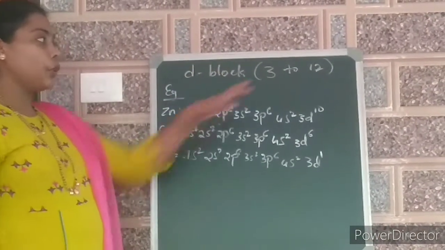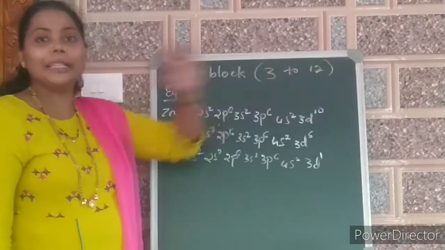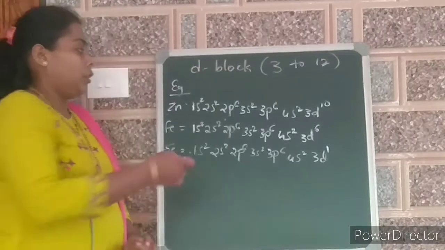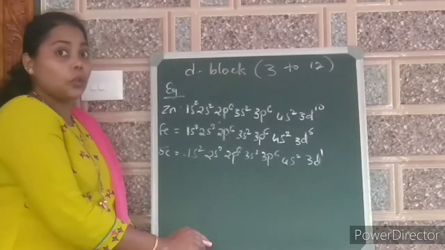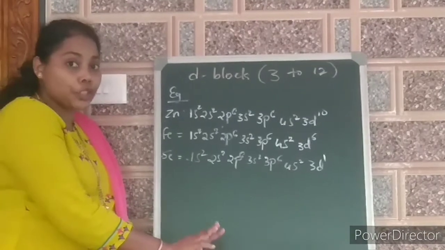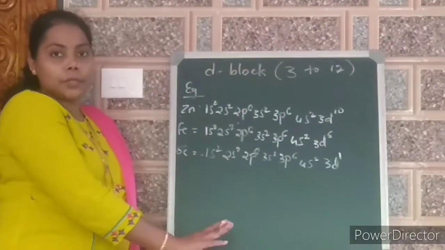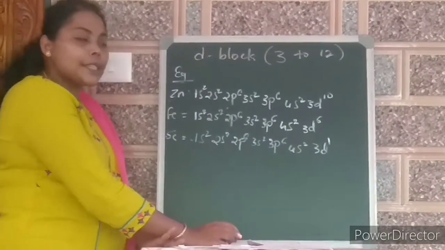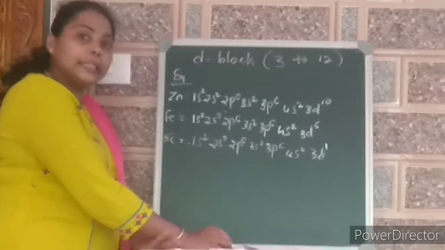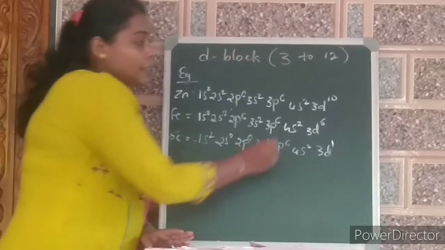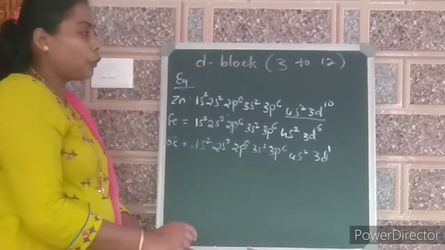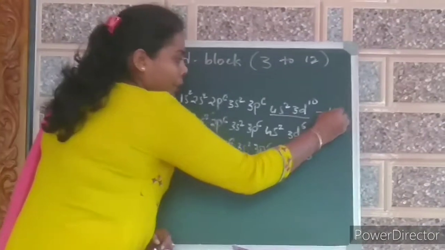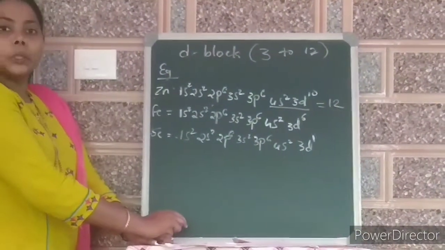Next one is D block elements. We know that groups 3 to 12 are called D block elements. With an example I'll tell you. If you see the total number of electrons present in the last energy levels, then you can say whether it comes under D block or not. First one is zinc. Electronic configuration is 1s2, 2s2, 2p6, 3s2, 3p6, 4s2 and 3d10. Here the last energy levels are 4s2 and 3d10. Therefore, the total number of electrons is 2 plus 10, which equals 12. So, zinc comes under the 12th group.